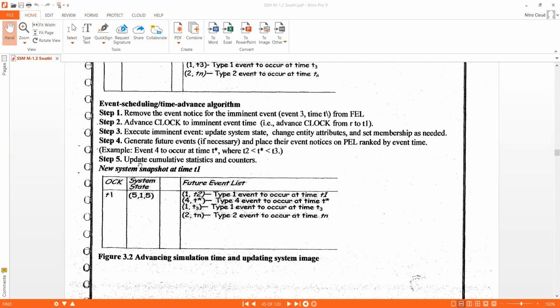Next, step 5, update the cumulative statistics and counters. This is the event scheduling and time advance algorithm.